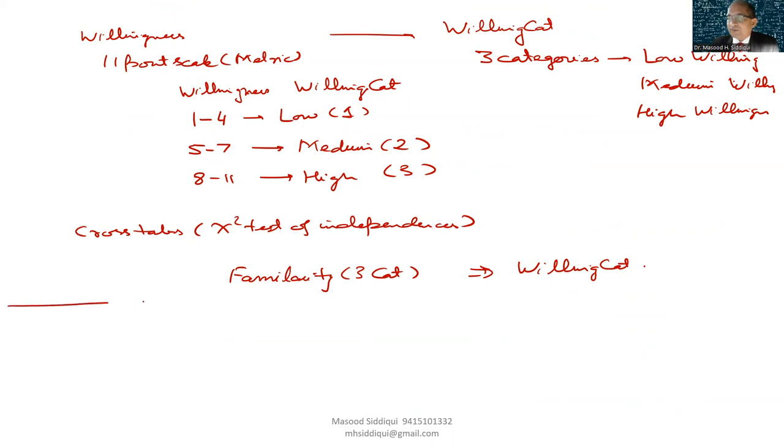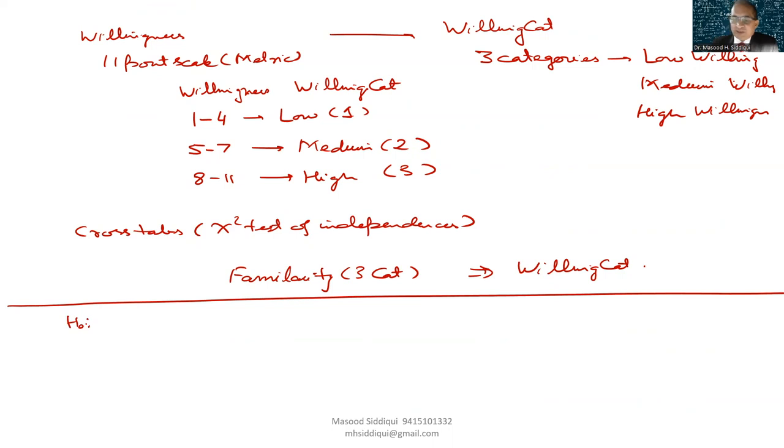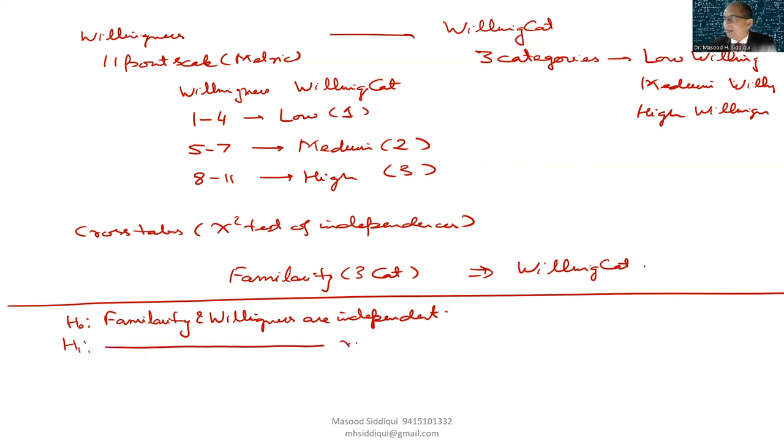So now we will be writing that again because the earlier one was an example. So here, H naught: the two attributes, that is the familiarity and willingness, are independent. Okay. And H1 would be familiarity and willingness are related.